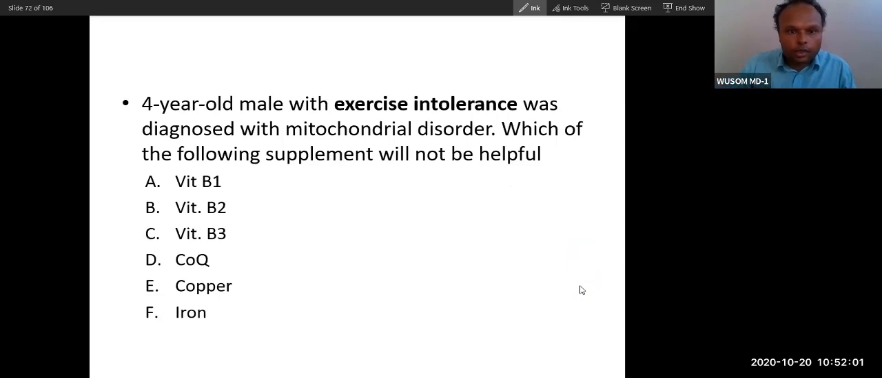Now see this. Diagnosed with mitochondrial disorder, which of the following supplements will not be helpful?